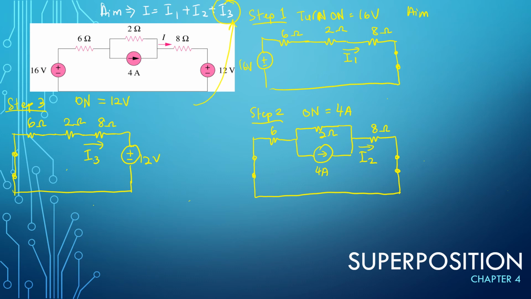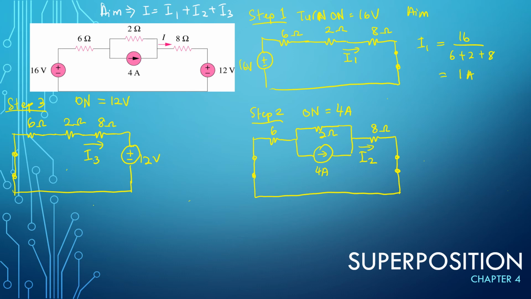Then how to solve it? You can apply any method you learned before this, maybe from chapters 1, 2, and 3, and solve it. For step number 1, it is very straightforward. Just apply Ohm's law. You have voltage divided by the R. So this is 6 plus 2 plus 8. You have 16 divided by 16. So this is 1 amp.